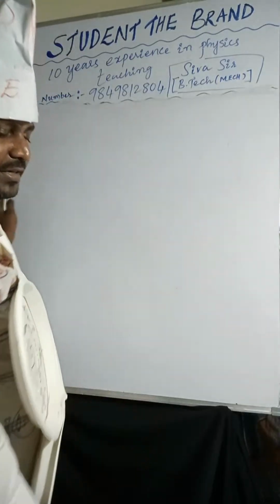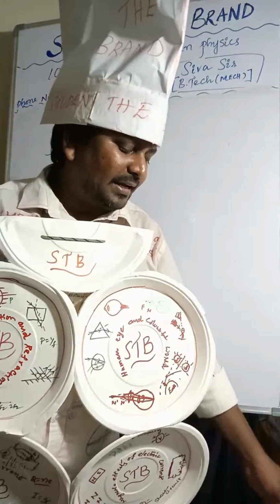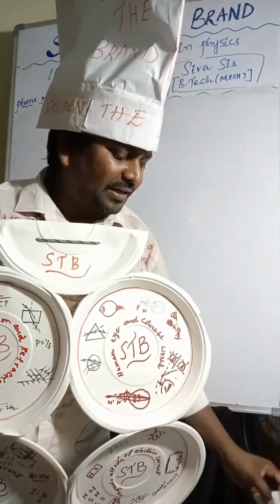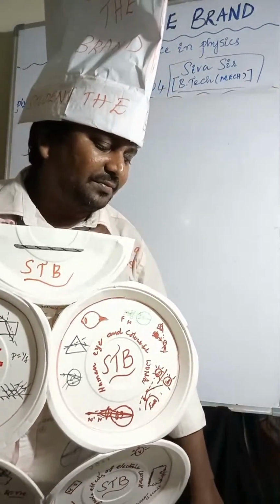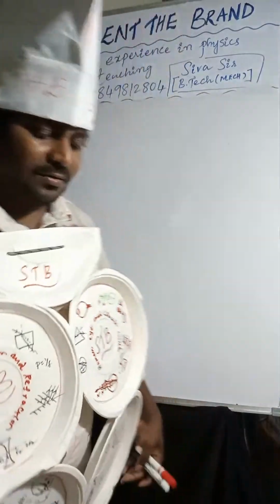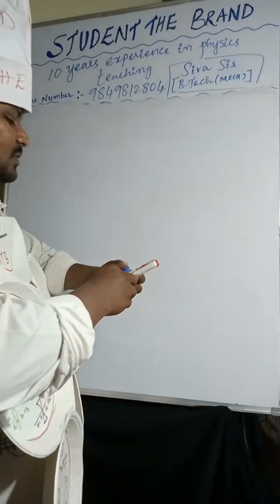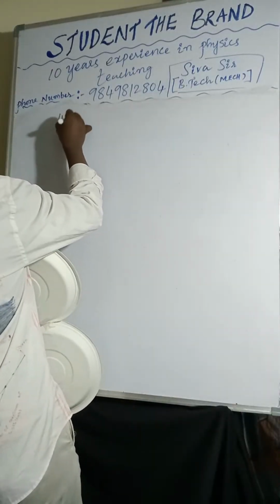Now, heating effect of electric current. Heating effect of electric current is nothing but, so potential difference V equal to W by Q.